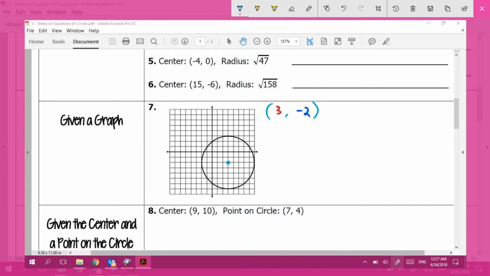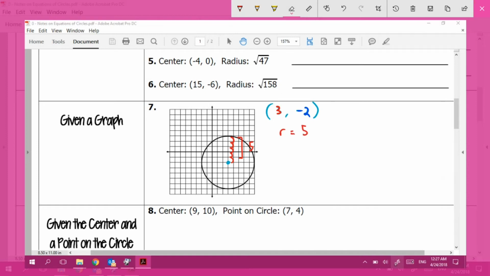And we need to find a radius. The radius is from the center to any side of the circle. And so the easiest way is just to go from the center and just count spaces straight up. So watch this. It's 1, 2, 3, 4, 5. So this radius is 5. So the radius r equals 5.